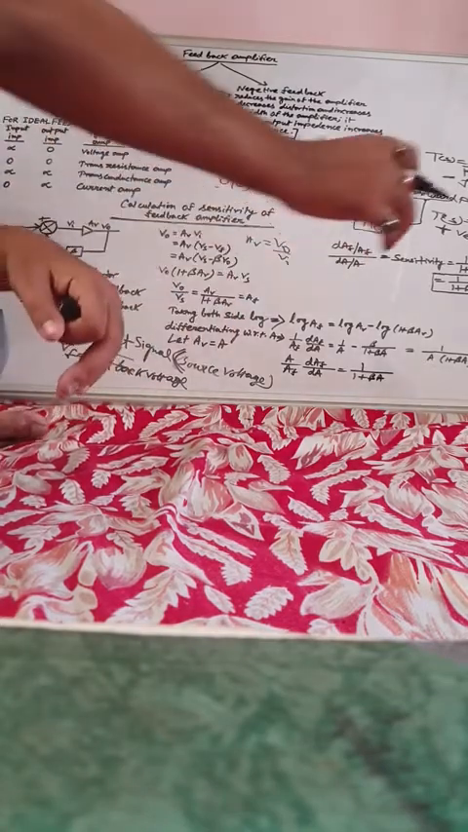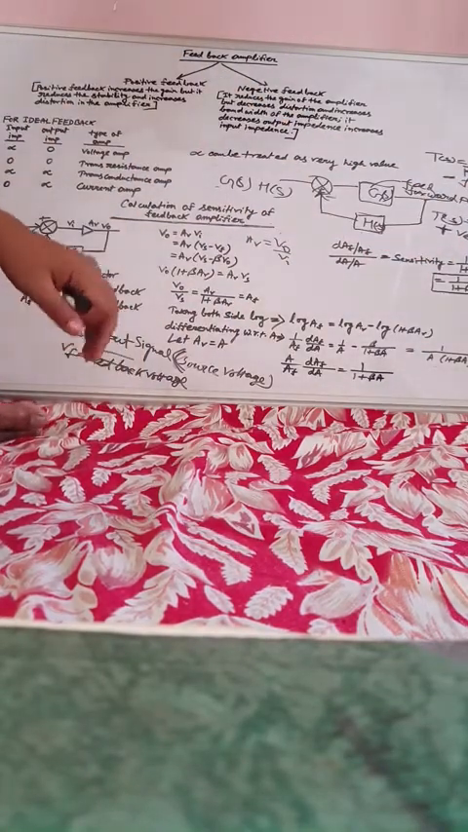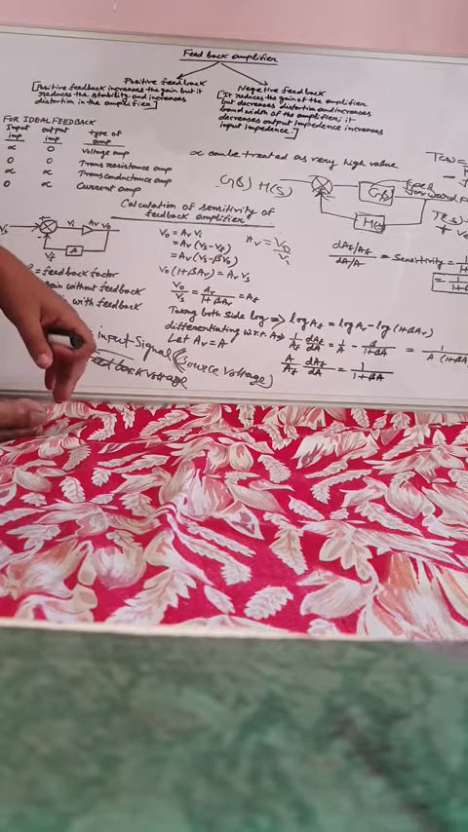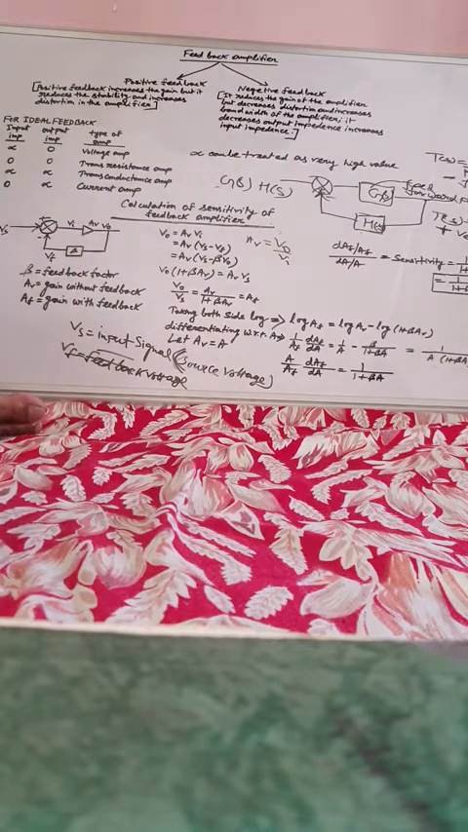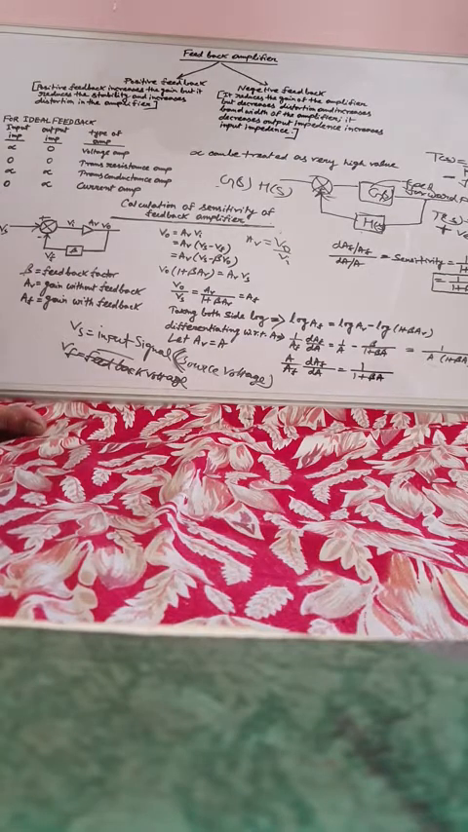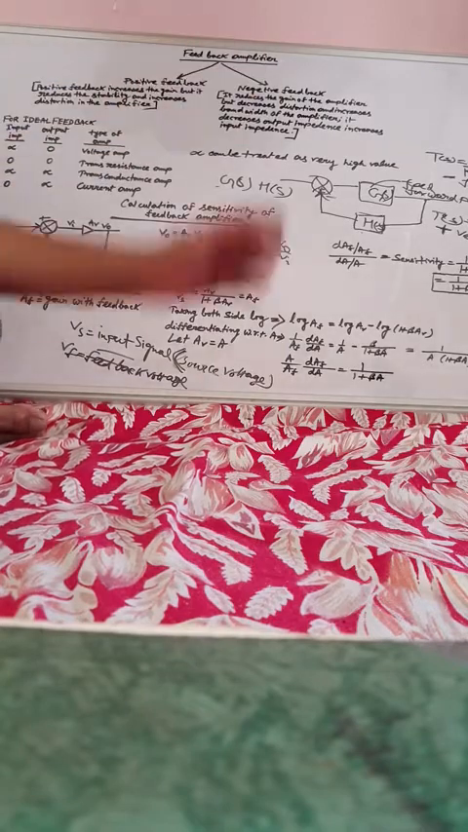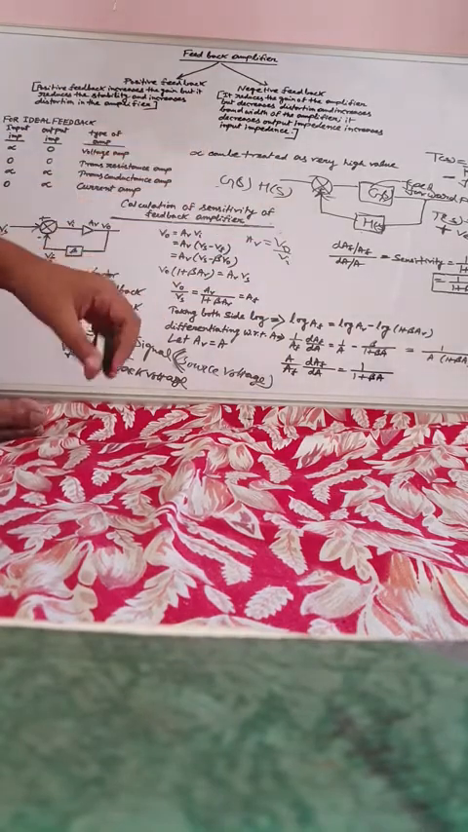So this is the formula of sensitivity: 1 by 1 plus beta A, or you can say 1 by 1 plus beta AB. AB is the gain without feedback. So the result of sensitivity depends on beta and AB, that means feedback factor and gain without feedback. Now you have understood.